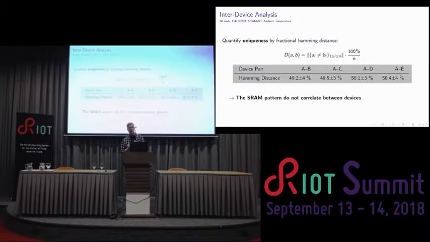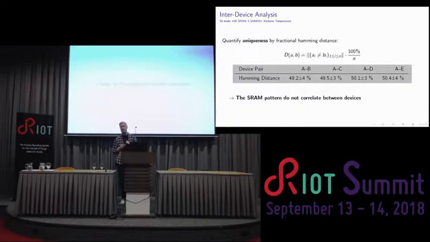We also analyzed inter-device relations, where we compared the aforementioned 5 controllers with each other. To quantify the uniqueness, we calculated the percentual fractional Hamming distances, which calculates the number of unequal bits between two different bit strings. As we can see, we have Hamming distances around 50%, which indicates that the SRAM patterns between different devices do not correlate.